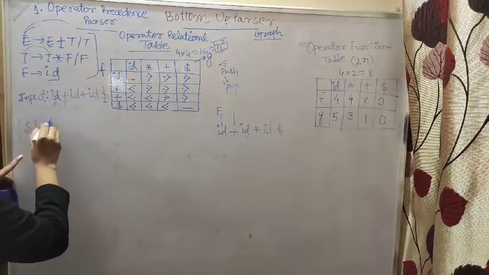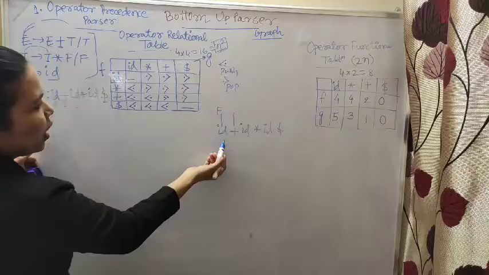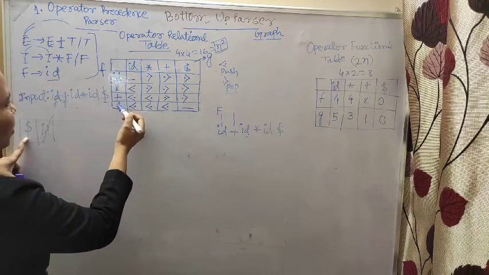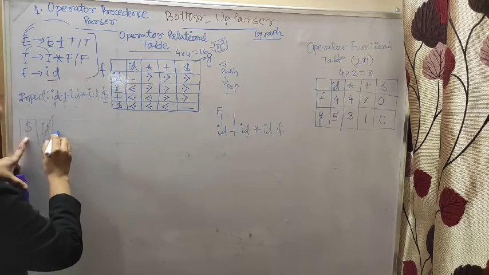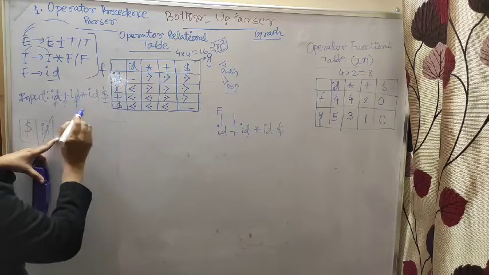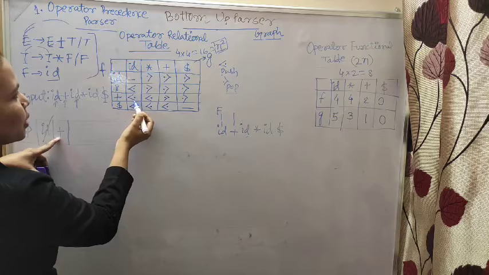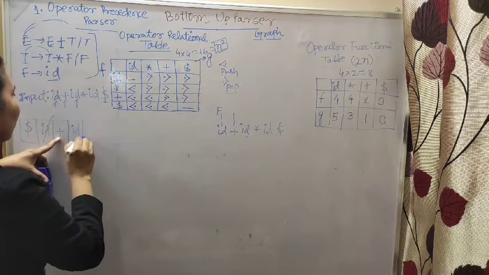So id will be removed. Id goes to F. Now again dollar with plus, we check it. That means push the data, plus. Now plus and id, we check. Look, less than is given, that means push the data. Push what? id. We are pushing id.